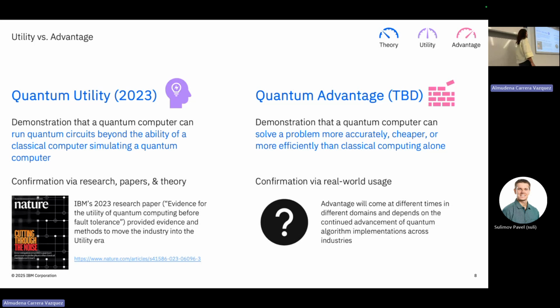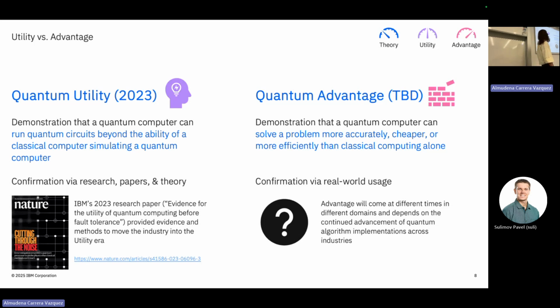So I don't know if you heard that two years ago, there was a big noisy paper that IBM reached quantum utility. It was the first time that we ran on more than 100 qubits, and this is what we call quantum utility. So what is quantum utility and how does it differ from quantum advantage? We defined quantum utility as a demonstration that a quantum computer can run a quantum circuit beyond the ability of what classical computers can simulate. And quantum advantage is a demonstration in which you run a quantum circuit to solve a problem more efficiently, more accurately, or more cheaply than on a classical computer. Yeah, that's the main difference.